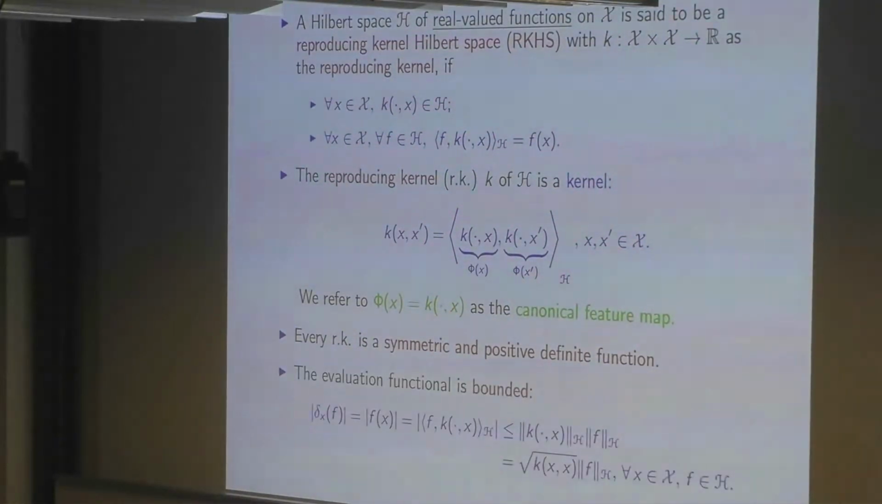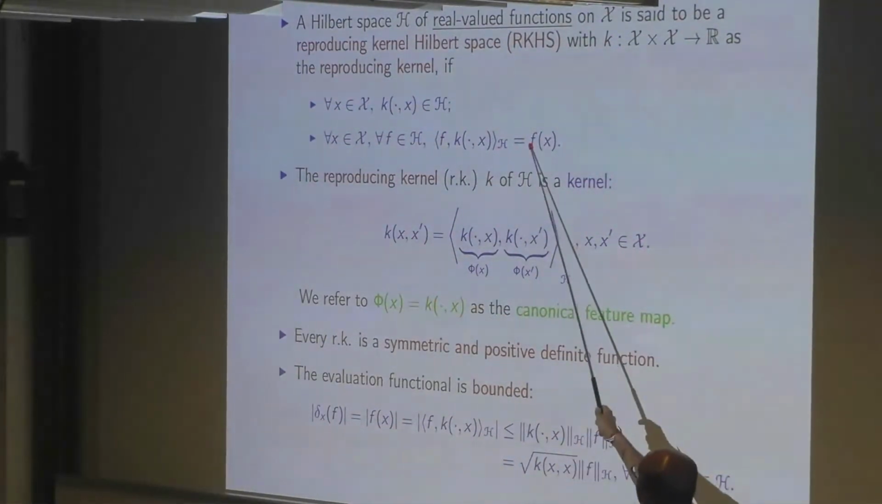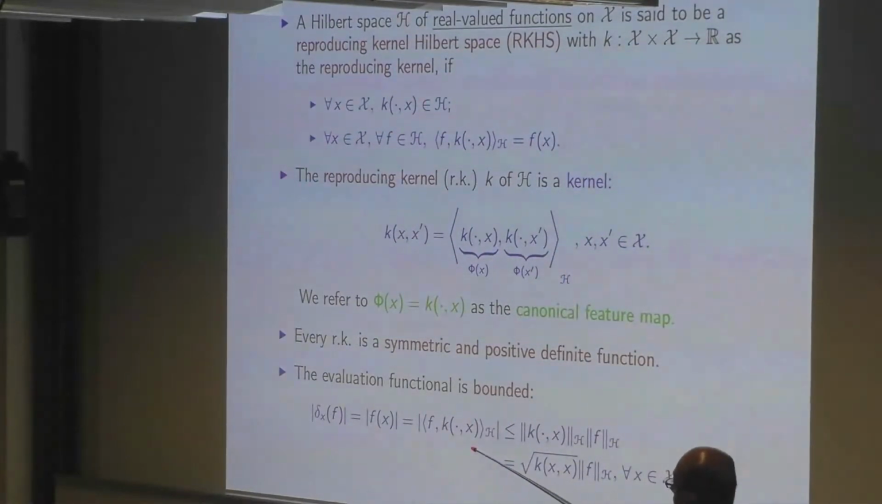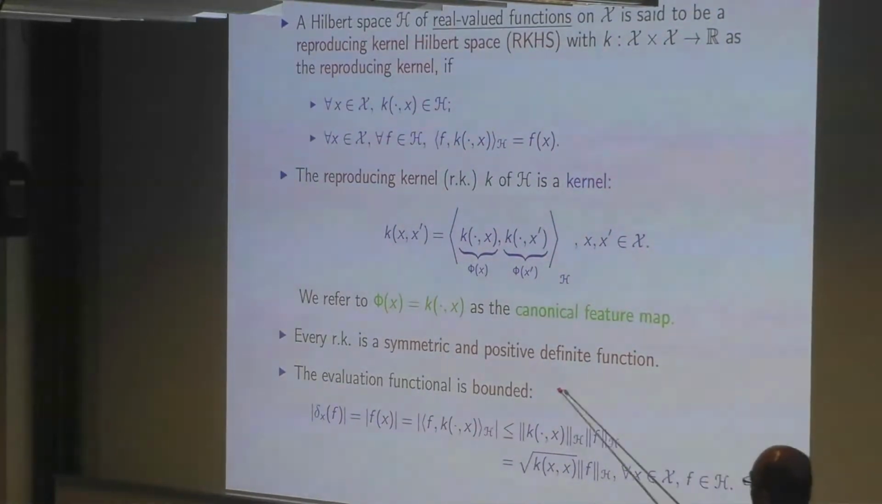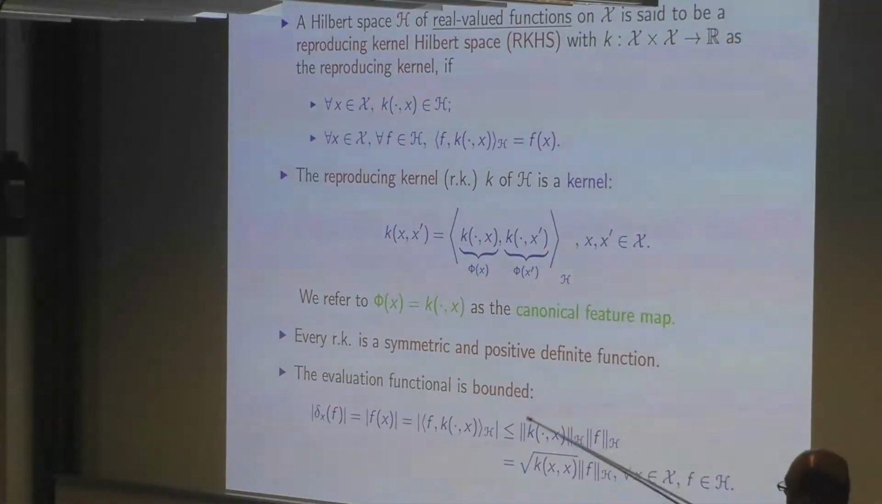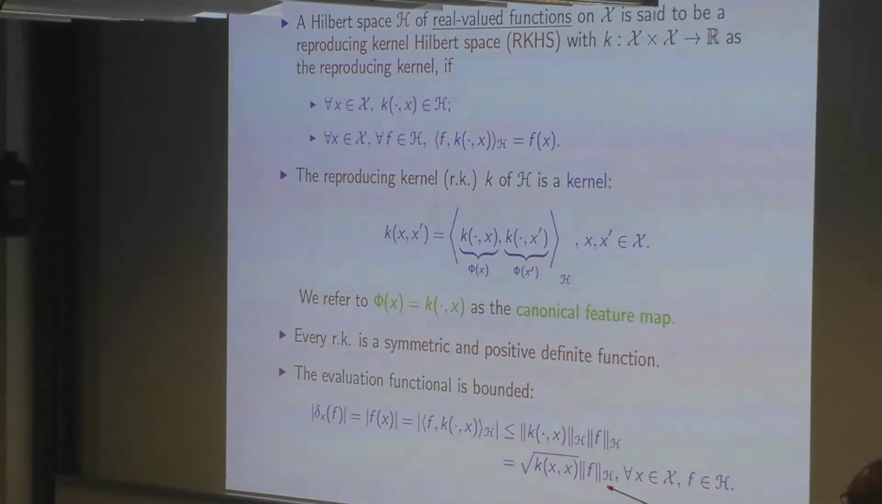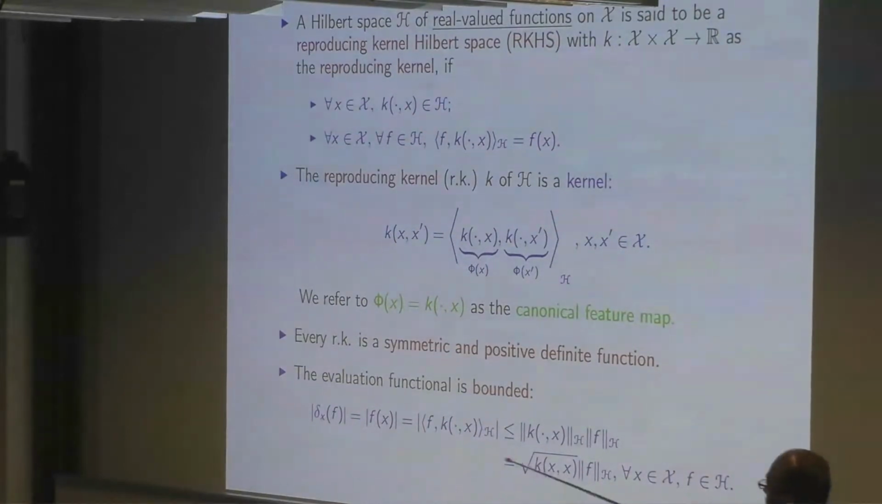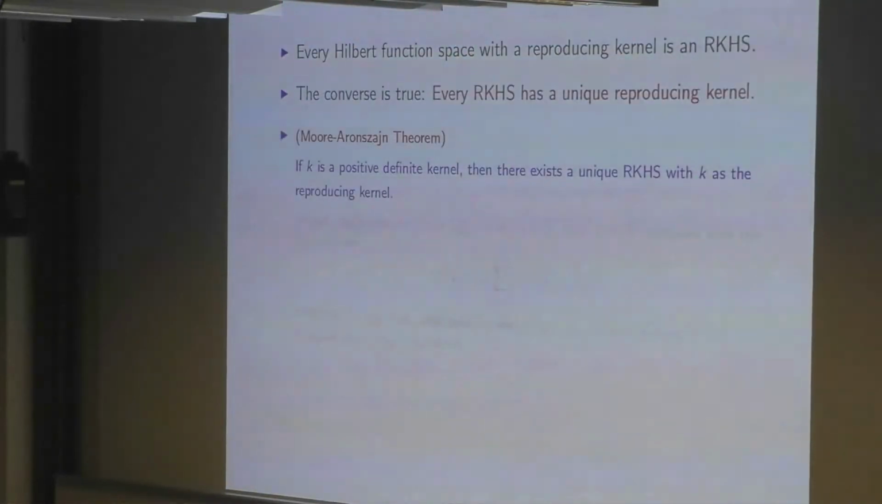Now here comes the main property, which is what we actually started with when we did this motivation through learning theory. We want these evaluation functionals to be bounded. Now look at the evaluation functional, delta x of f. This is simply the value of the function at x. Use the reproducing property, we get this. Now use Cauchy-Schwarz, you get this. Now this quantity is nothing but the square root of k(x,x) times the norm of f, which means the evaluation functional is bounded, or continuous. So this has that property.